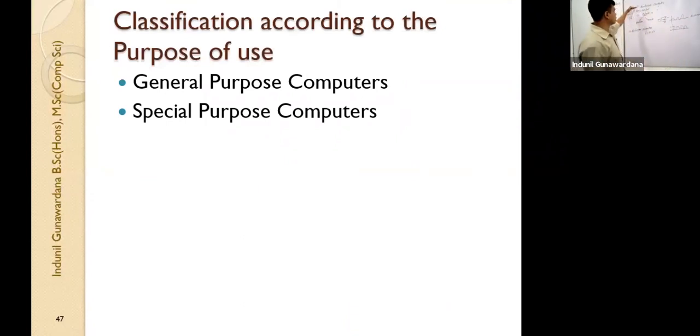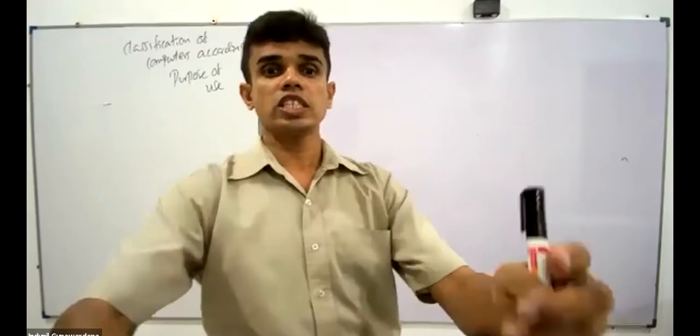So we told about the first three, classification of computers according to size and performance. Then classification of computers according to the technology used. Now the classification of computers according to the purpose of use. Based on the purpose, we are going to classify them into these two categories: general purpose as well as special purpose. Now just get to know the keywords. One is called general purpose, the other is called special purpose.